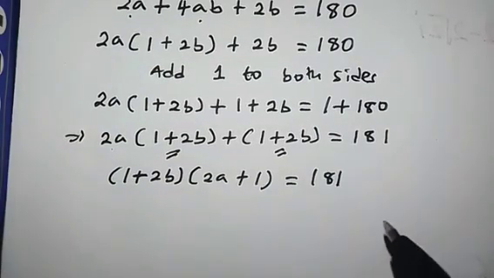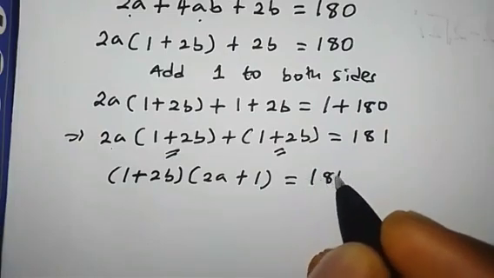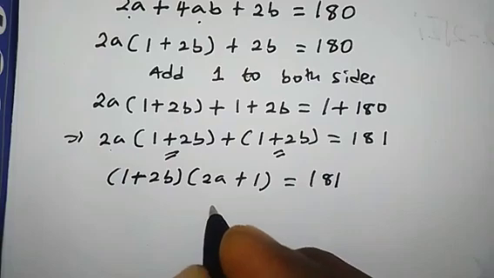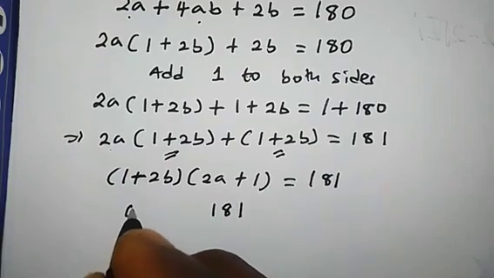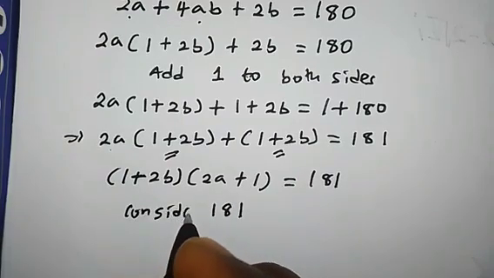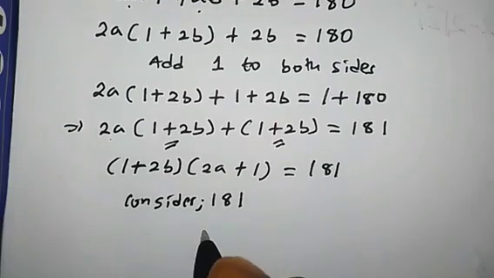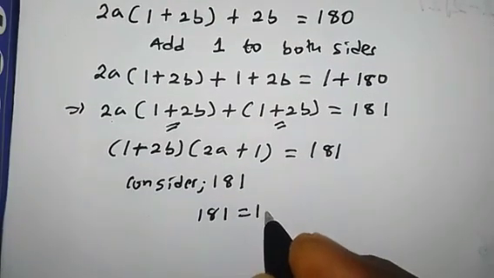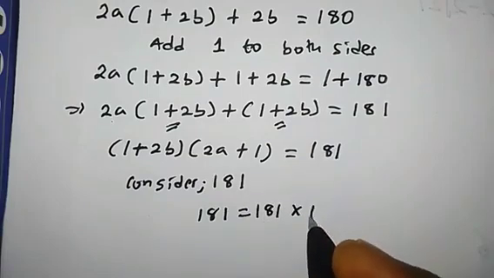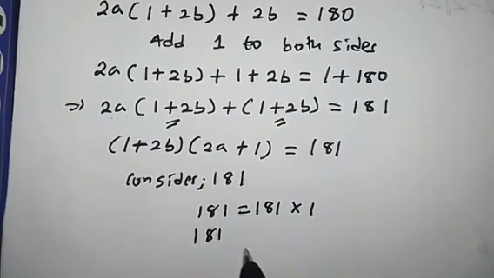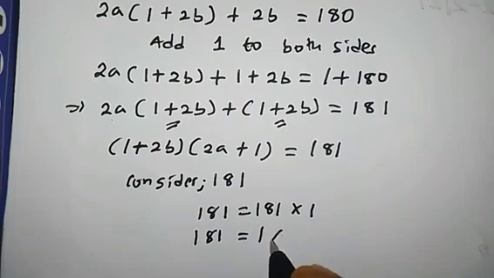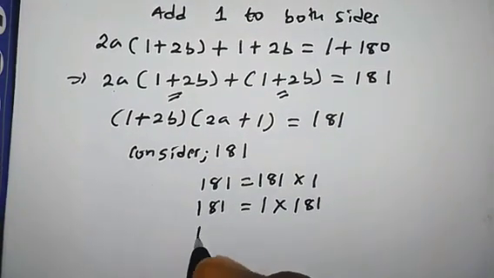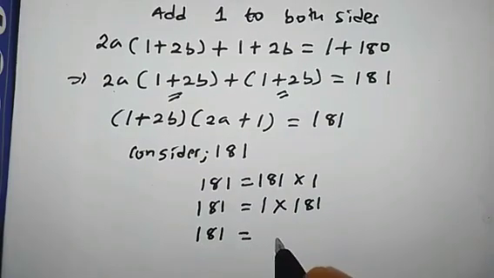let us consider 181 in the set of integers. 181 could be written as 181 times 1. 181 can also be written as 1 times 181.